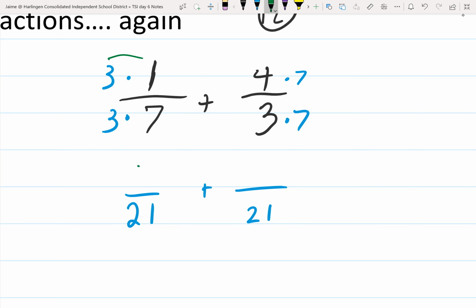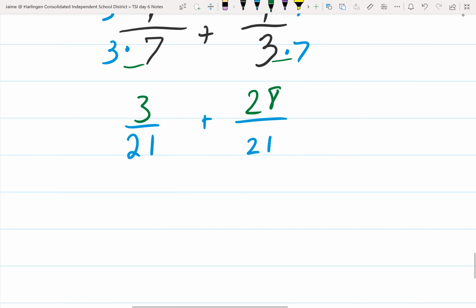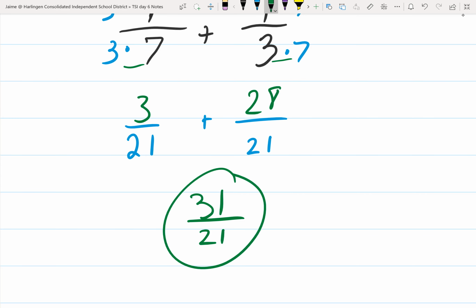3 times 1 is 3. 3 times 7 is 21, it's already there. 4 times 7 is 28. 3 times 7 is 21, it's already there. So 3 plus 28 is 8, 9, 10, 11... 31 over 21. Can you reduce 31 over 21? No, so you are done.